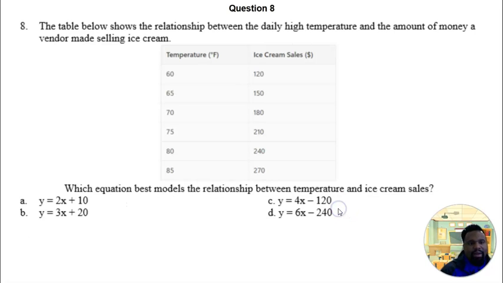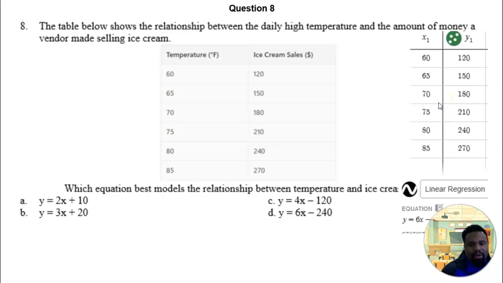All right. Let's take a look at number 8. This table shows the relationship between the high temperature and the amount of money a vendor made selling ice cream. Which equation represents the model? So we want to go ahead and type this in our Desmos calculator, add our table, create a regression. And if we do that, look at our equation. y equals 6x minus 240. And that's going to be answer choice D.